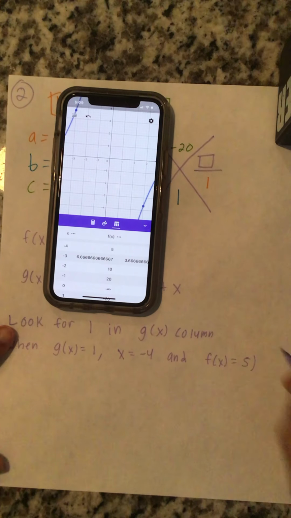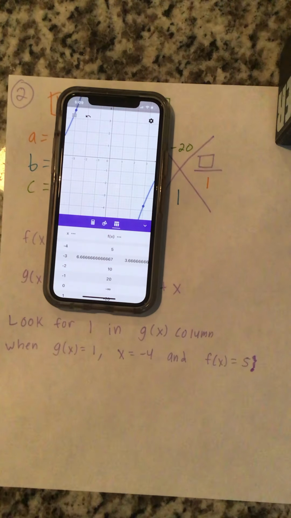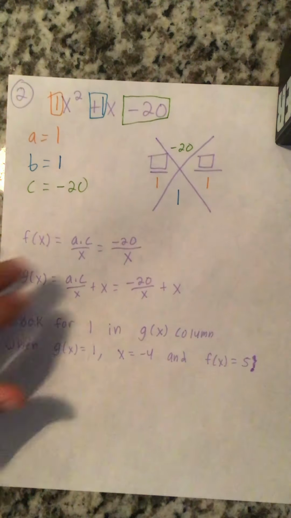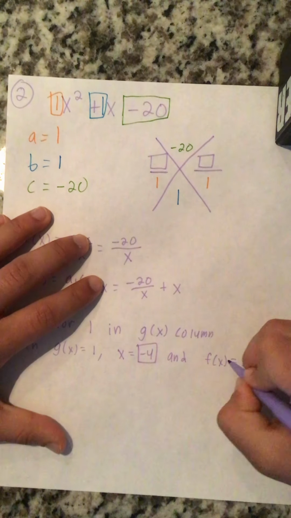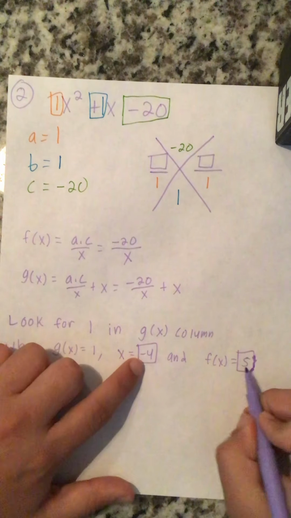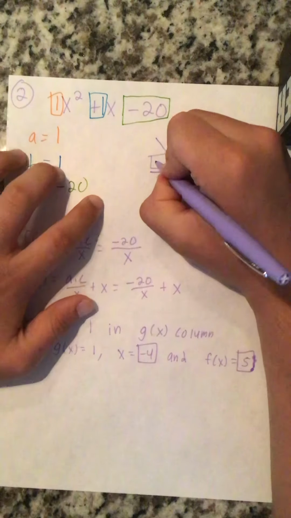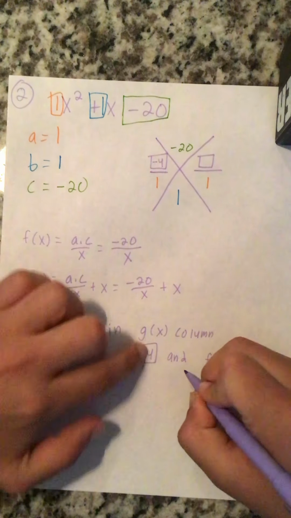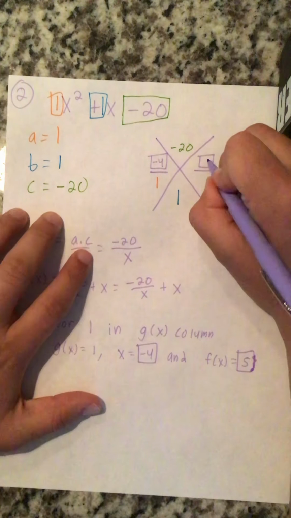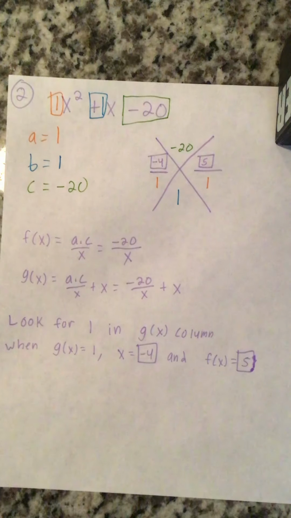Dang, I didn't mean to do that. Oh well. F of x equals 5. So if you remember what we did last time, we take what we got here and we put these answers into these boxes. So I'm going to put -4 up here and 5 up here. Just like that. Now this is the easy part.